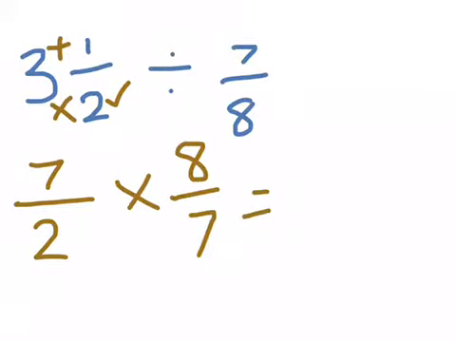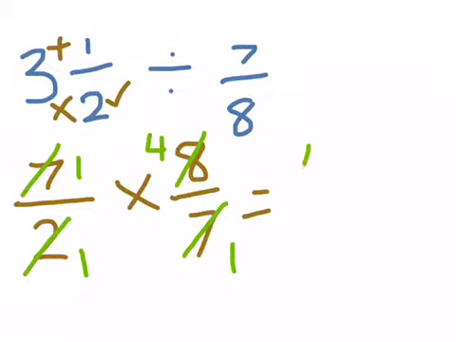See if I can cancel anything. I can. 7 goes into 7 once. 7 goes into 7 once. What about the other way? 2 goes into 2 once and 2 goes into 8 4 times. Top times top, bottom times bottom. I get 4/1, which is exactly the same as 4.